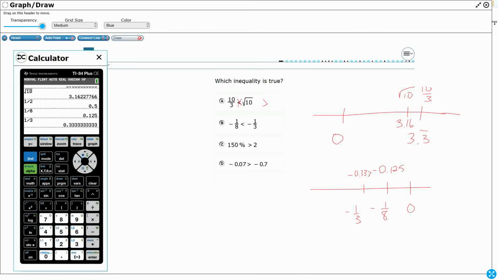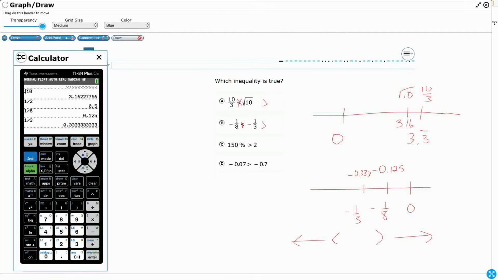But since we're dealing with negatives, that means it has a greater absolute value, which means it's farther away from 0, which means this is actually greater than, because it's closer to 0, right? Greater than goes this way, less than goes this way. So it gets flipped when we're dealing with negatives.